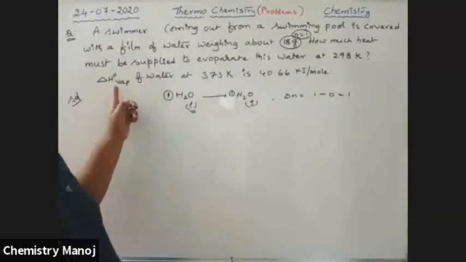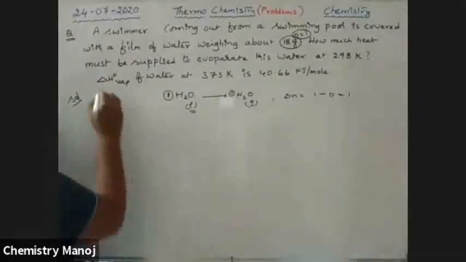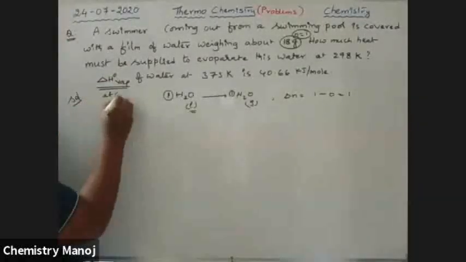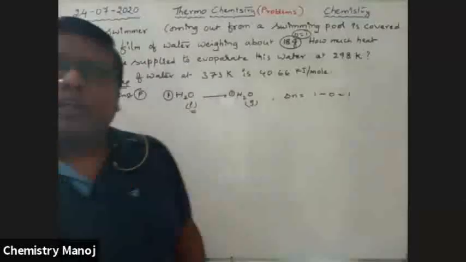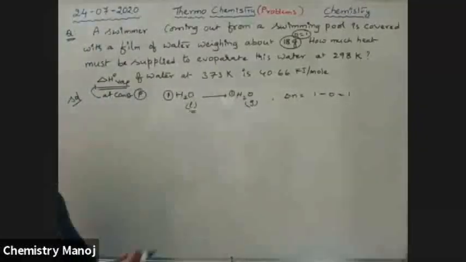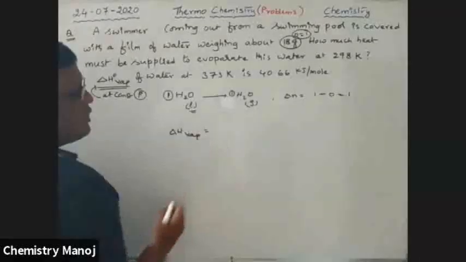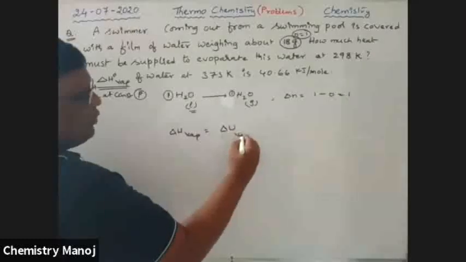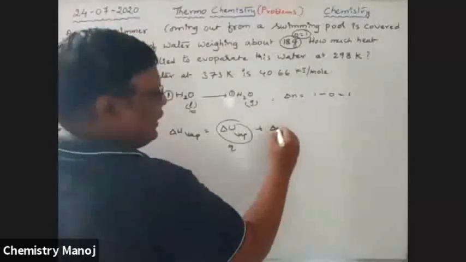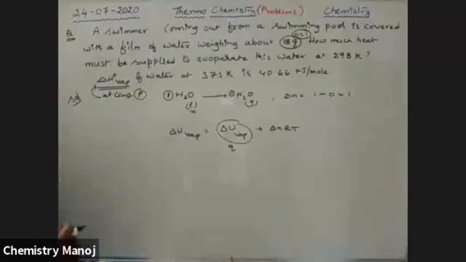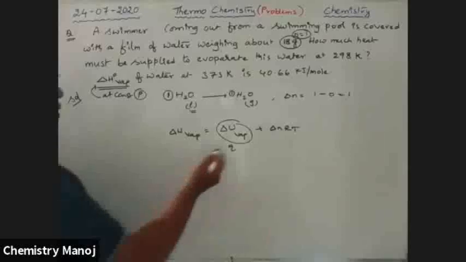Delta H of evaporation is at constant pressure only, and the value is given to you. He wants to calculate at constant volume. Therefore delta H vaporization at constant pressure is equal to delta U vaporization, which is nothing but Q at constant volume, plus delta n RT. It is the relation between delta H and delta U.